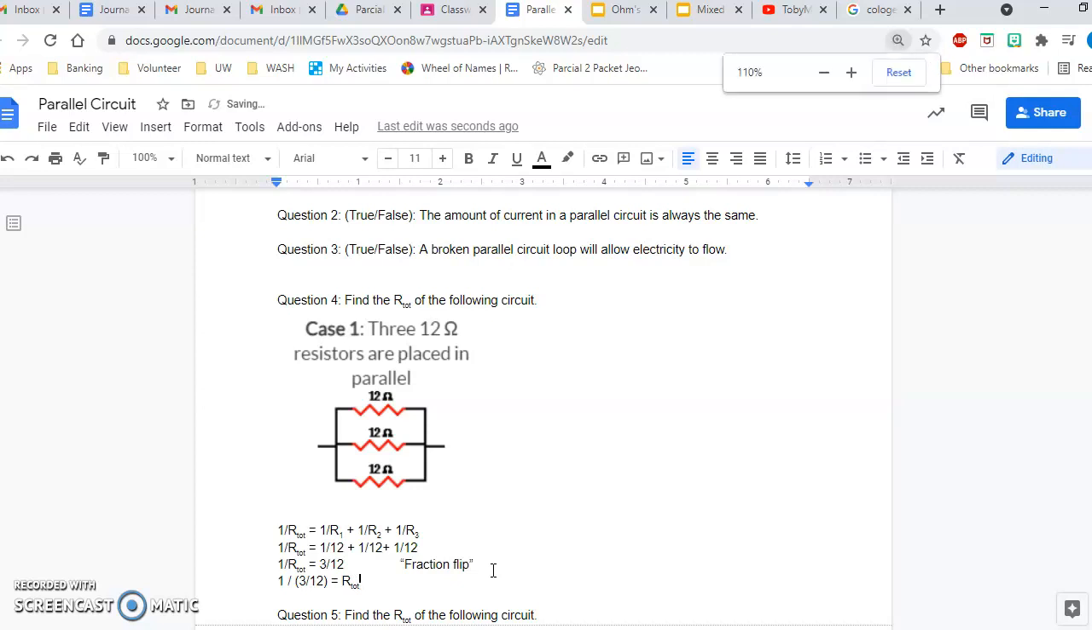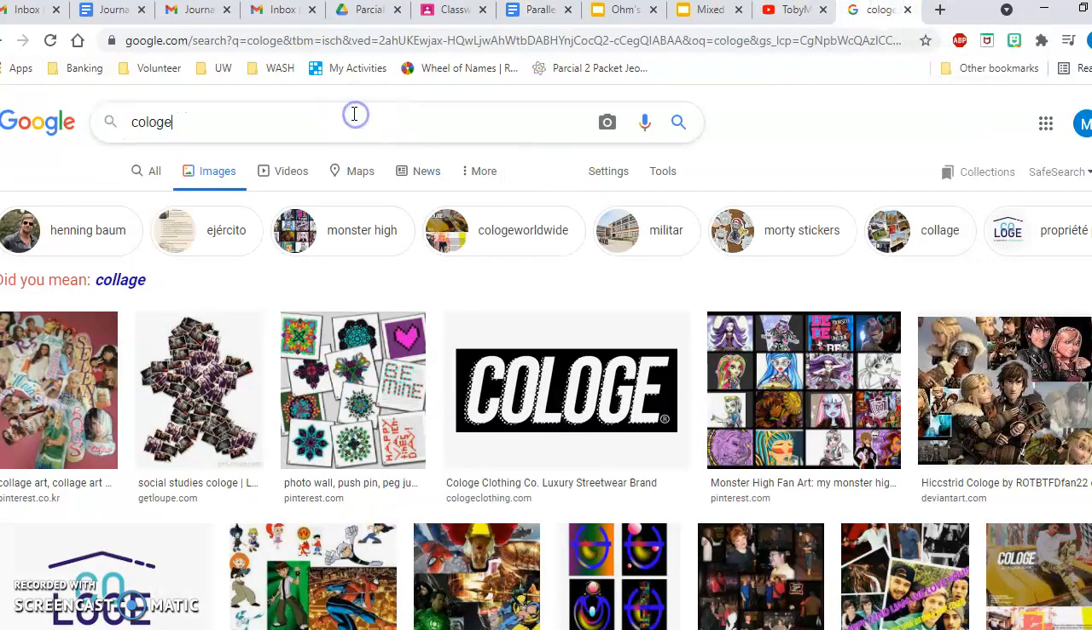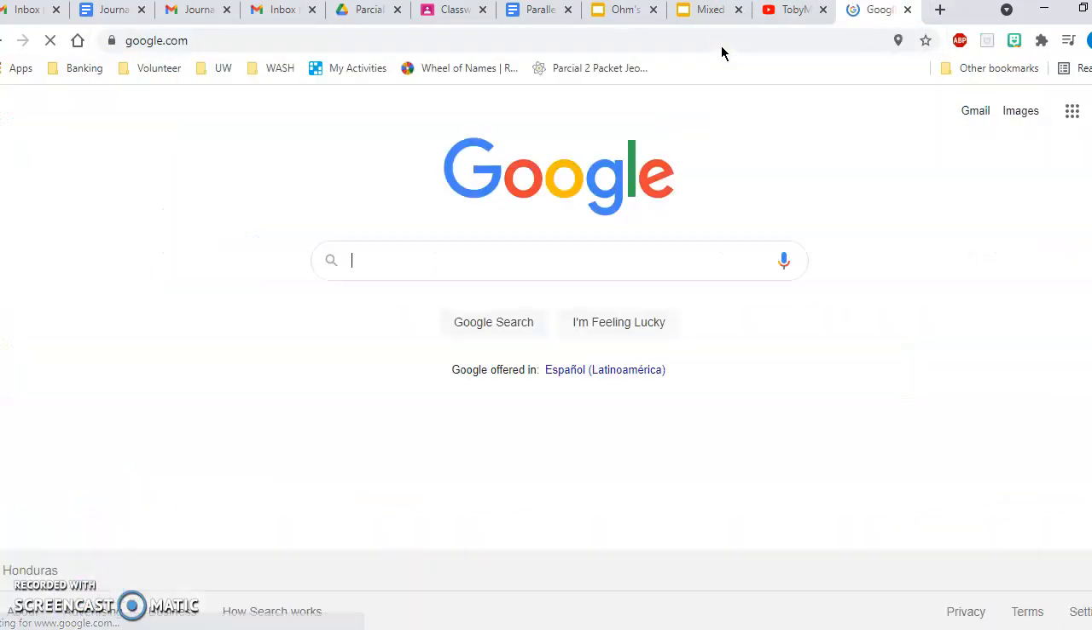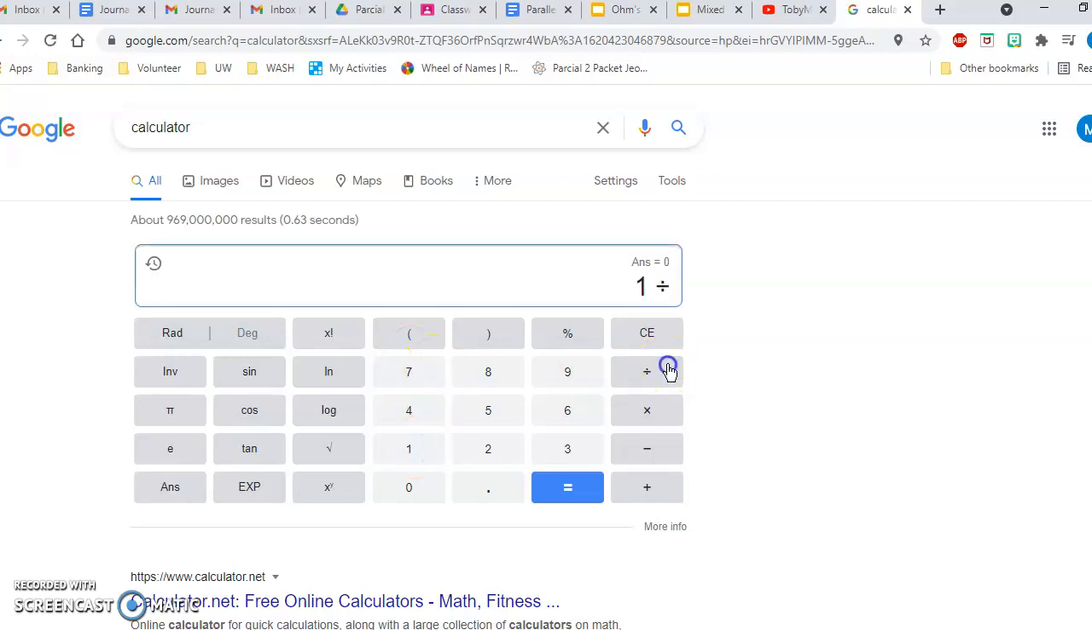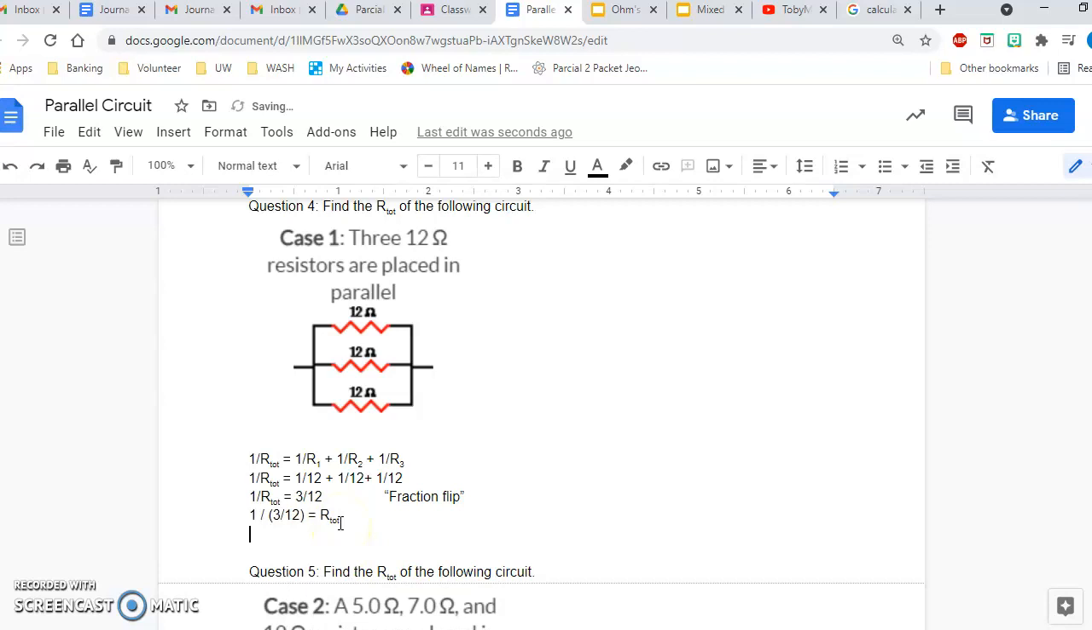So all I did was I moved our total to where 1 divided by 3 over 12 was. And now this is at the point where I would use a calculator. Calculator, we're going to say 1 divided by, I'm going to put the brackets around it to make sure we do our parentheses, our order of operations correctly. My answer comes out as 4. So my R total is going to be 4.